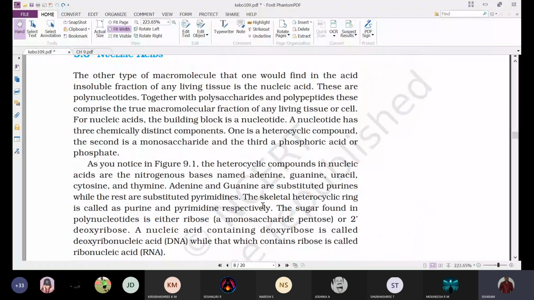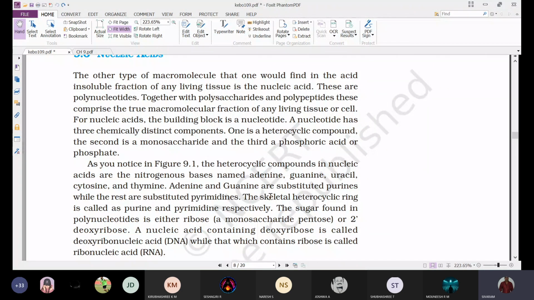The next one is nucleic acids. The other type of macromolecule that one would find in the acid insoluble fraction of any living tissue is the nucleic acid. These are polynucleotides.